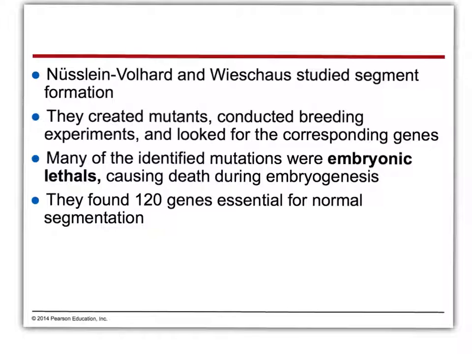All right, so Nüsslein-Volhard and Wieschaus studied segment formation. They created mutants. All right, so disruptions in a certain set of homeotic genes, which determine segments 1, 2, 3, 4 to 13. Okay, and a lot of those mutations were embryonic lethal, meaning that they didn't develop to adults.